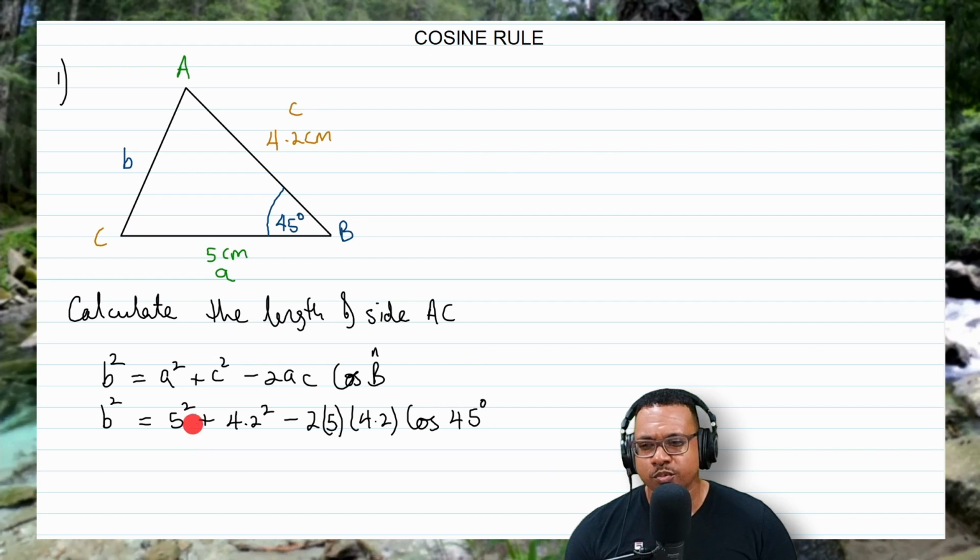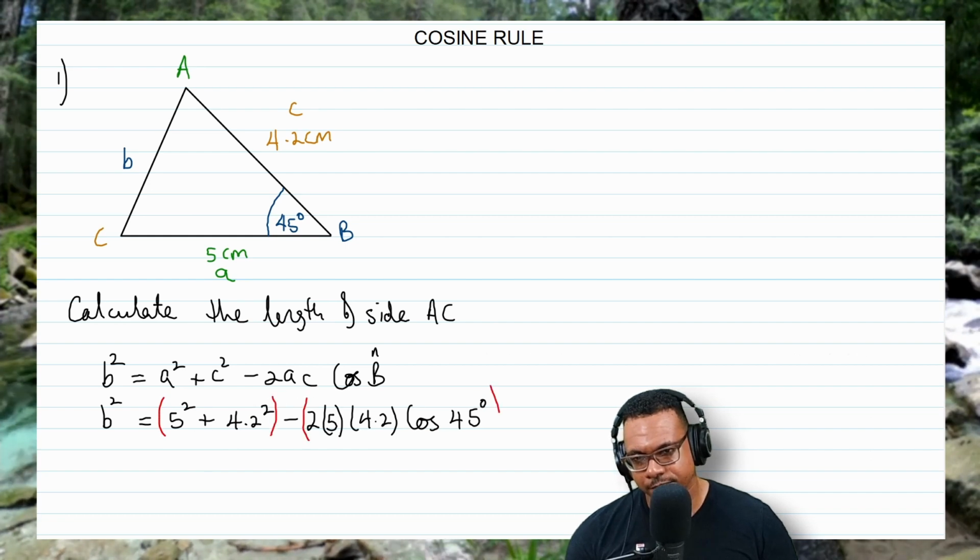Now what I like to do is to work this entire thing out on the calculator, but I'll need to insert some brackets. So I'll have to put some brackets here on the calculator and also here. So what I'll do is open brackets, put in this information, close brackets, take away, open brackets, put in this information, close brackets, and press equal. And that will give me what b squared is equal to.